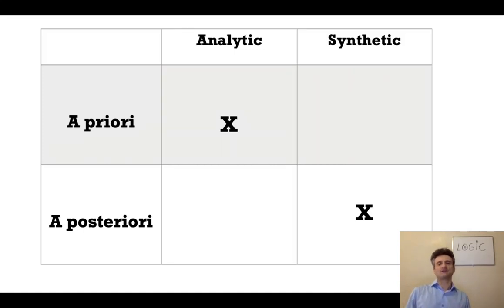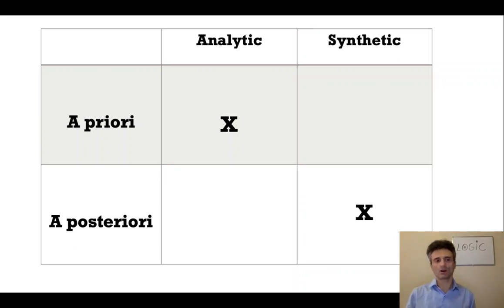So as you can see from this chart, a priori propositions, those propositions that are true independently of fact or facts, but dependently on meaning, are all analytic, okay? Because analytic means that the meaning of the predicate defines the meaning of the subject. On the other hand, a posteriori statements or judgments are always synthetic.